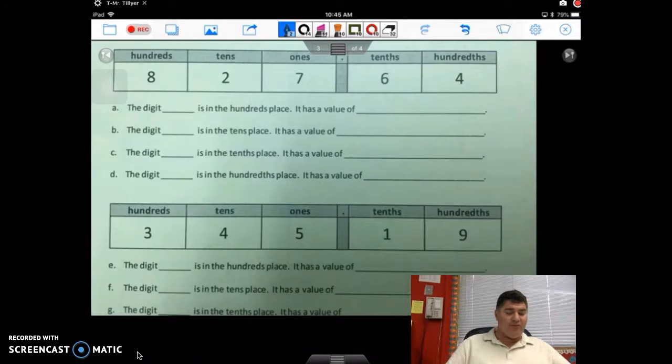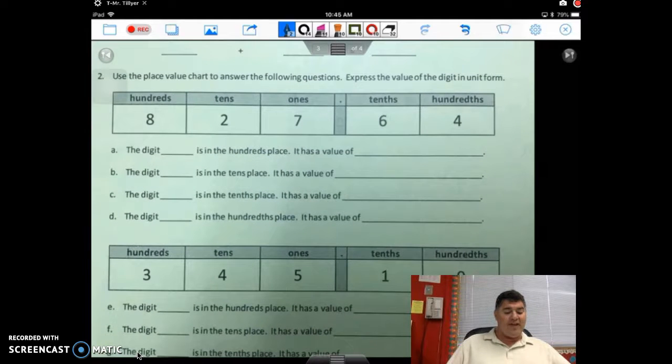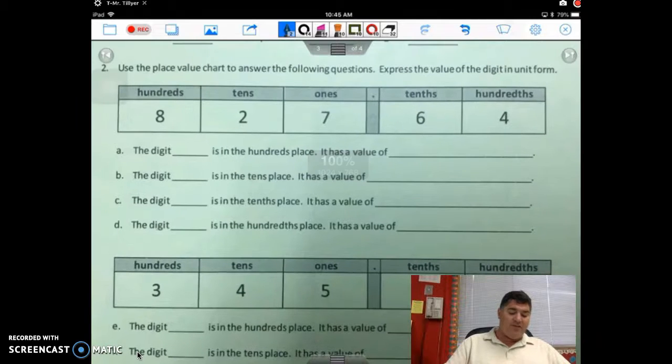All right, let's go on to the next page. This one, use the place value chart to answer the following questions. Express the value of the digit in unit form. What we're going to do is say the digit blank is in the hundreds place. Well, where's the hundreds place? That would be right here. So the digit 8 is in the hundreds place, and it has a value of 800.